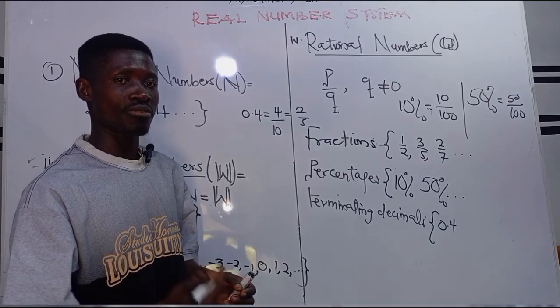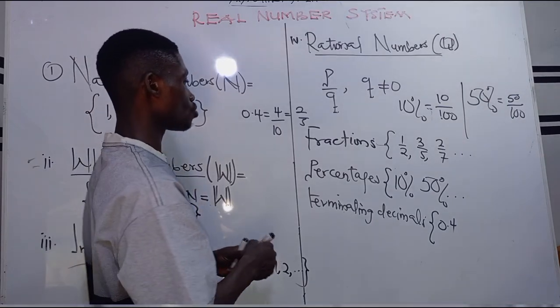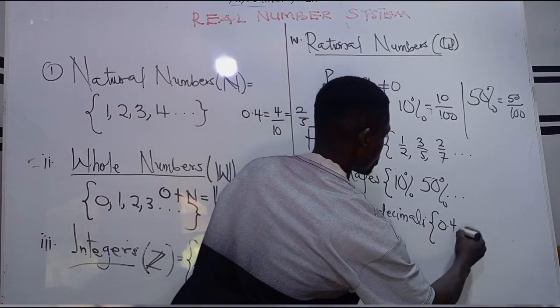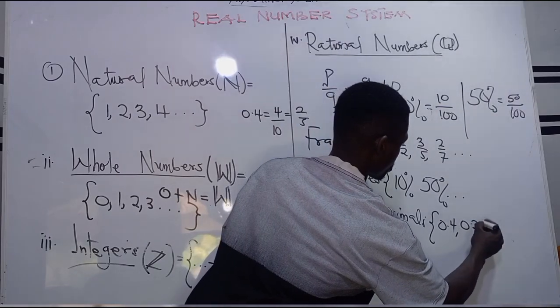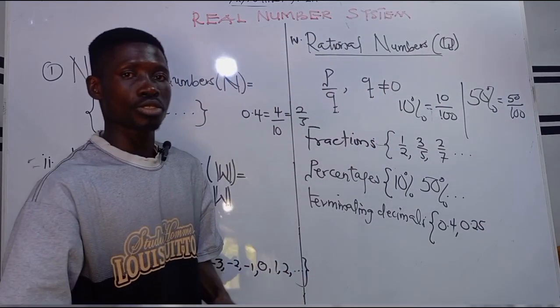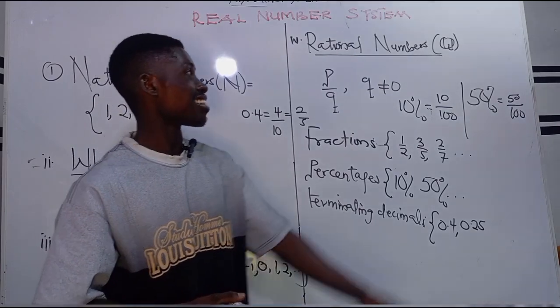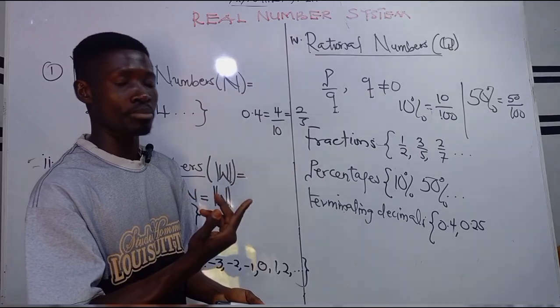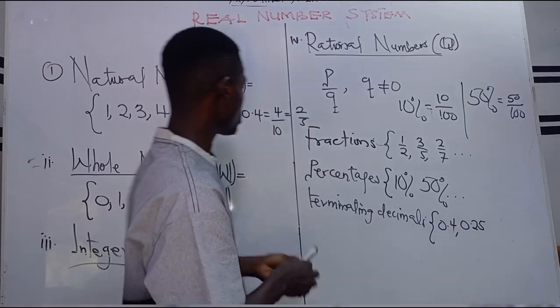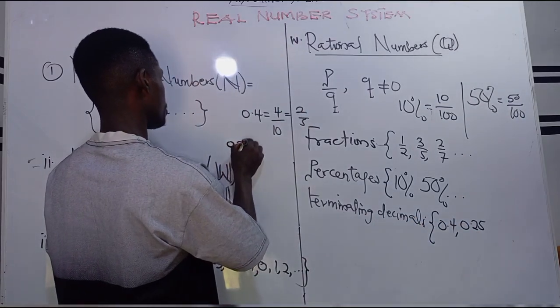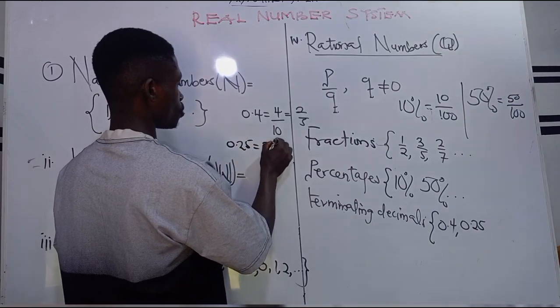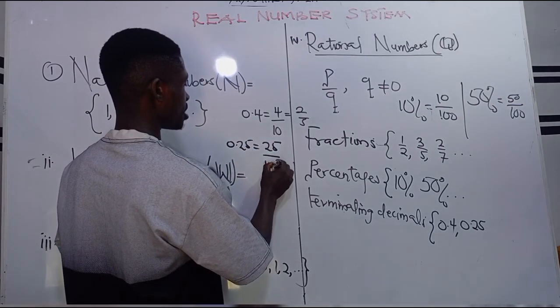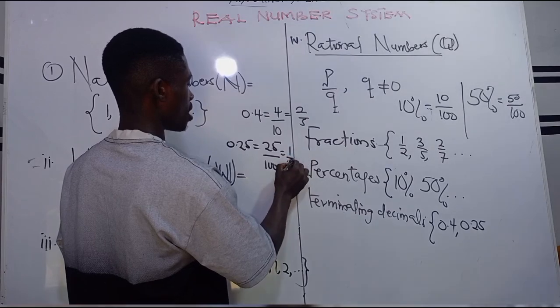You can also talk of terminating decimals such as 0.25. So 0.25 is also a rational number because we can express it as a fraction of two numbers, and that is what? 25 over 100 or 1 over 4.